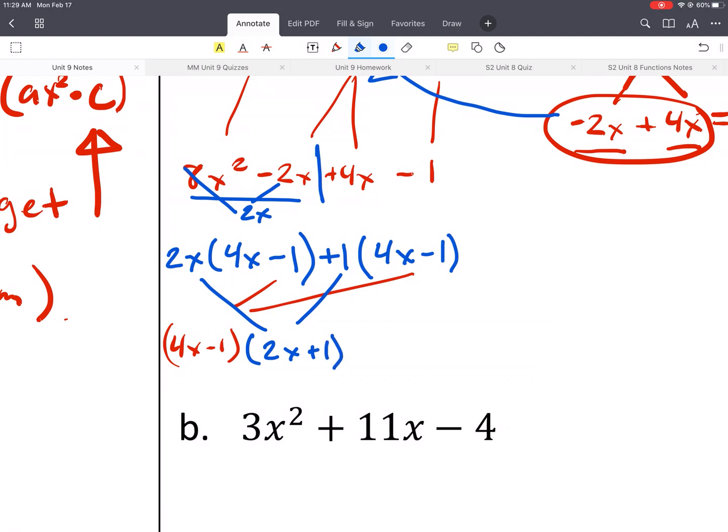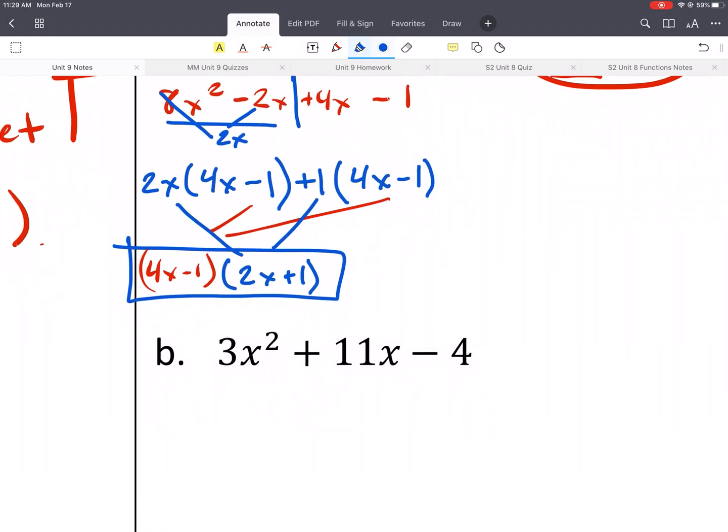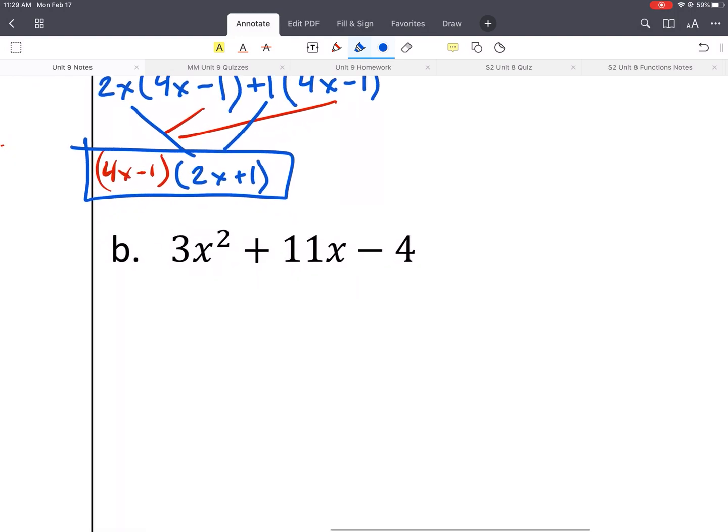And that is fully factored. We could look at what's in those parentheses and say, can we factor out anything else? Any other numbers or variables can we take out? And we can't, so we're done. So let's do another example.